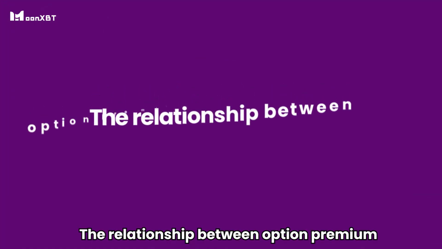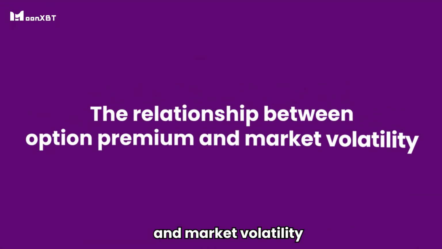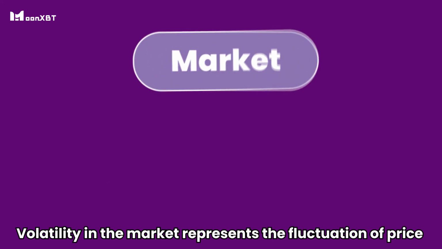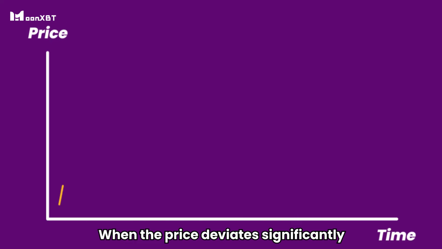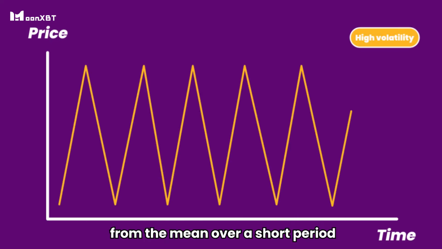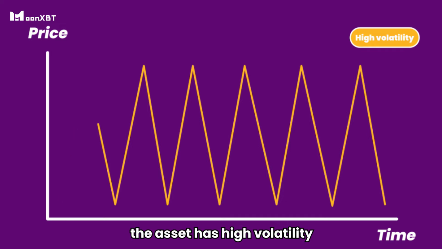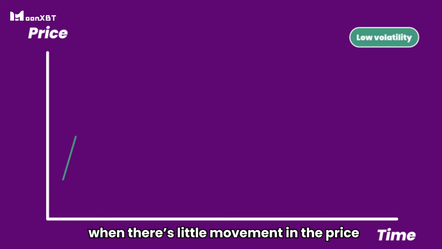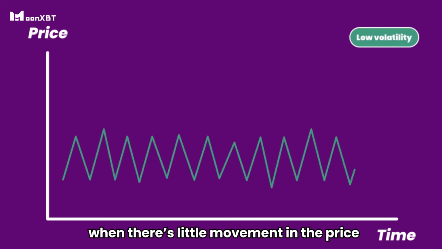The relationship between option premium and market volatility. Volatility in the market represents the fluctuation of price. When the price deviates significantly from the mean over a short period, the asset has high volatility. Conversely, when there is little movement in the price, it has low volatility.